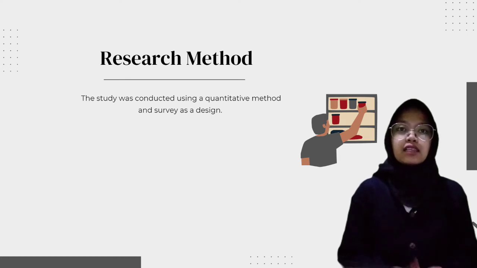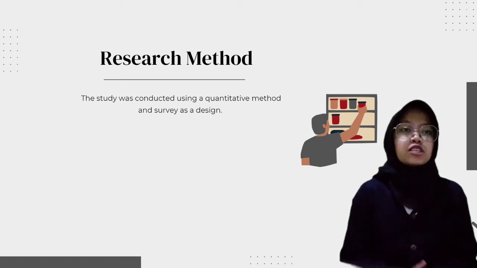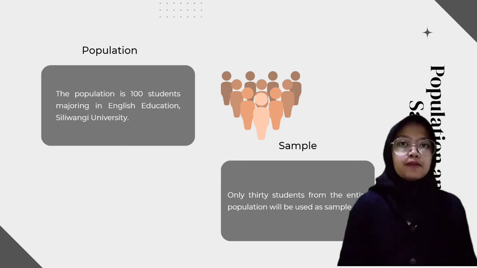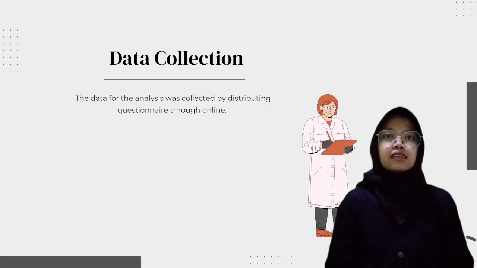The study was conducted using a quantitative method and survey as a design. Survey design is a survey research that aims to collect information about a large number of people by distributing questionnaires to the sample. Next is population and sample. The population is 100 students majoring in English education, Sriwangi University, but only 30 students from the entire population will be used as sample. Next is the data collection.